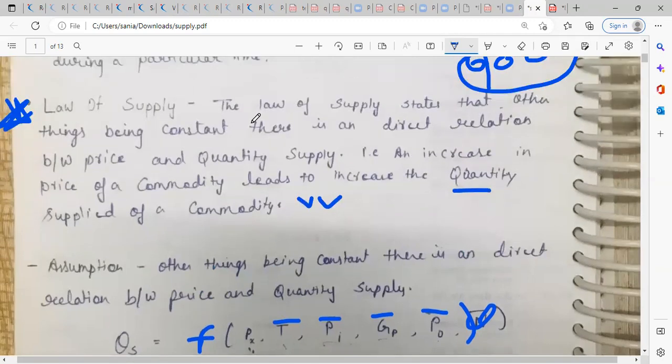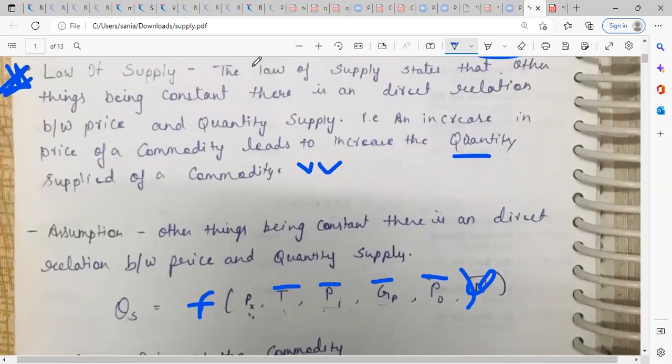So it's a law. Now what is this law? This law basically tells you that when other things are constant, there is a direct relation. So you have to learn that law of supply states that there is a direct relationship between price and quantity supplied. If price increases, supply will also increase. If price falls, then supply will also fall for that commodity. Clear? Girls, is it clear to you? Okay. Yes, ma'am.